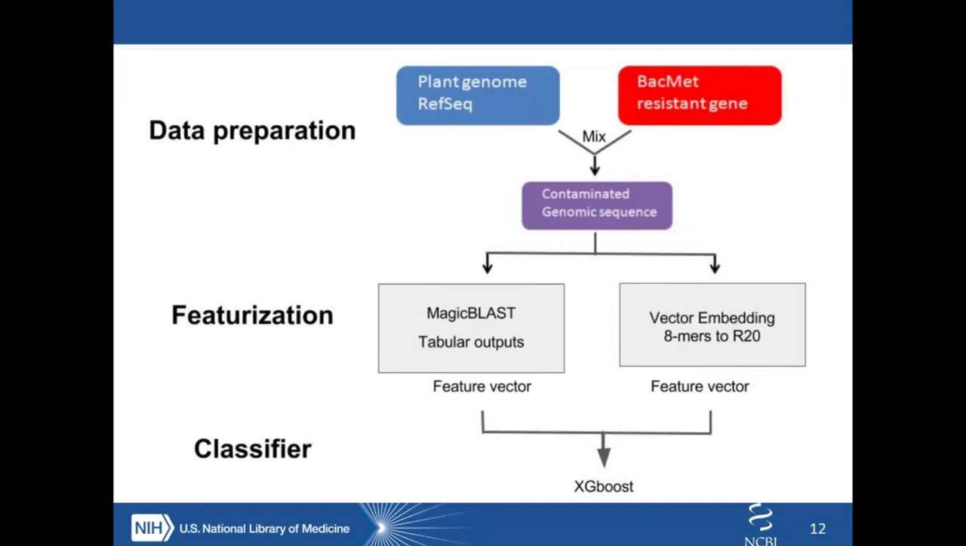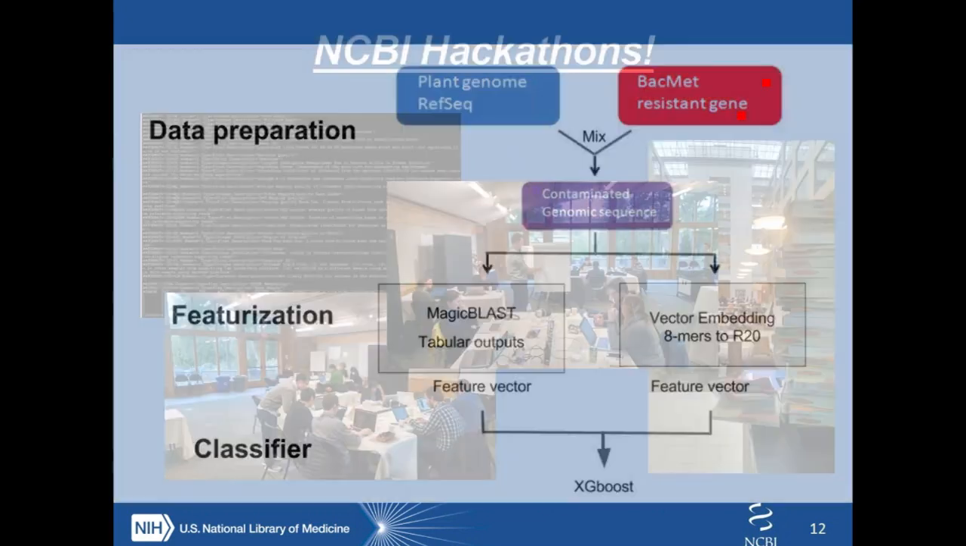Lately, we've done some work with machine learning. We've taken 8-mer sequences and made them 20-dimensional vectors. By doing this, we're able to tell contamination in plant genomes for contaminants that are not present in public databases. And it's about as sensitive as BLAST is with things that are in public databases, about 92%.